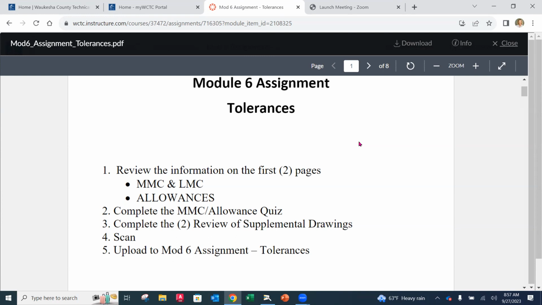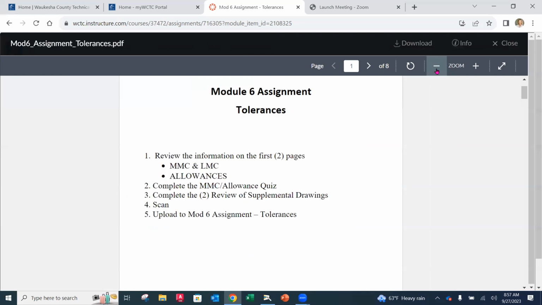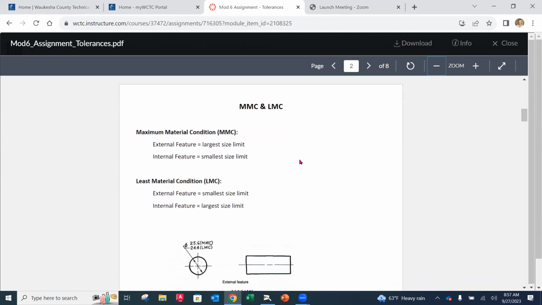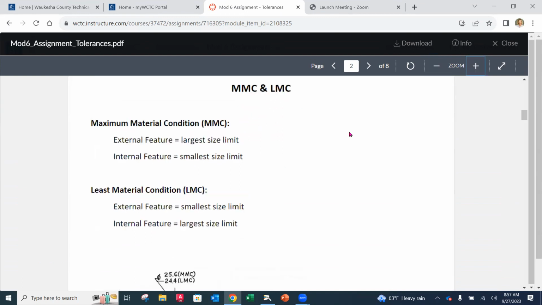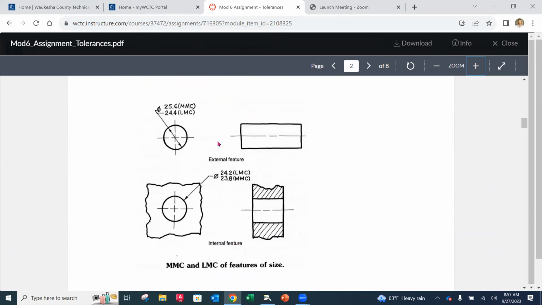Okay, so as we look at this assignment, the first sheet is just a cover sheet giving some information, and it just says review the first couple pages on LMC and MMC. So let's look at what we have here. So you'll notice here that we have this MMC and LMC, and on here it talks about it, you know, it's referring to the examples that we see down here below. All it is offering, and it's labeling dependent on if something is an external feature or an internal feature, what its maximum material condition is and what its least material condition is. Okay, so this is going to be terminology we're going to start using more and more throughout the program.